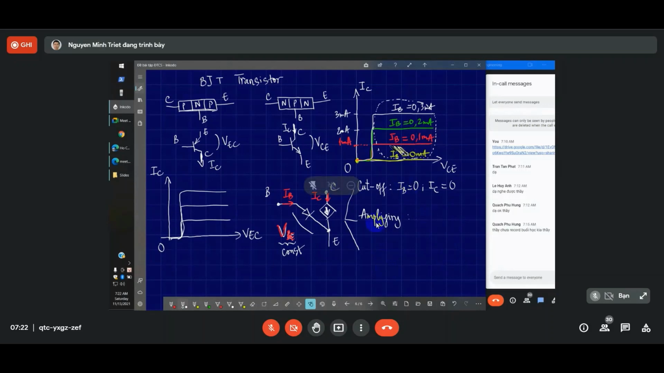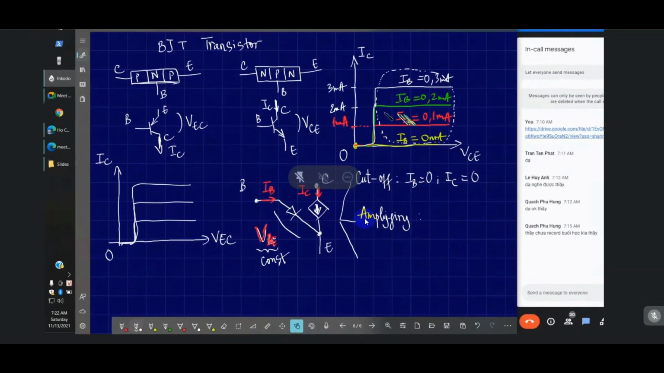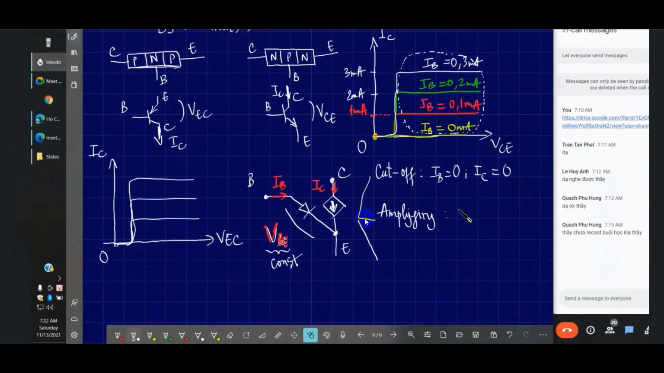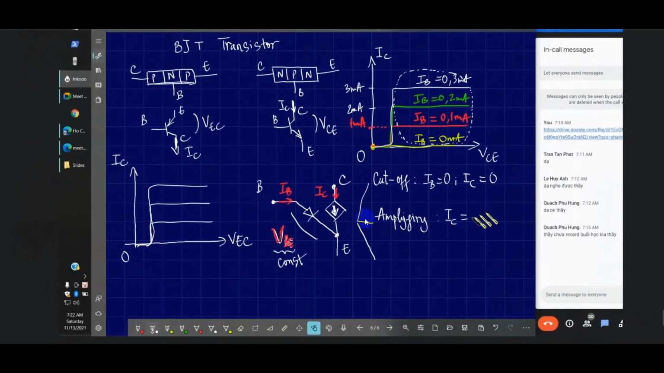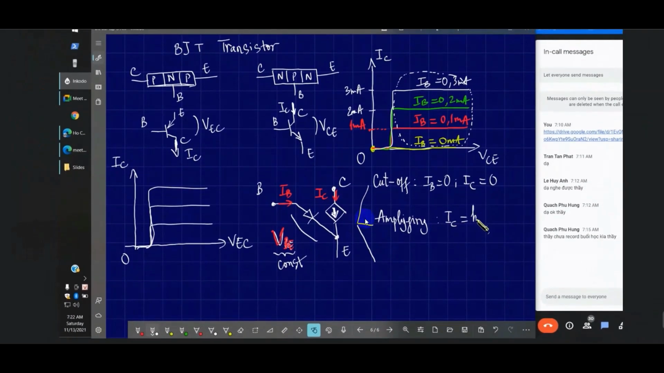We got the relationship between the IB and the IC, right? So IC is some constant, which we call HFE, multiplied with IB. Okay, so that is the relationship between these. And what is the HFE? Another parameter, another constant. I said it is a constant, and we read it on the data sheet of the transistor.